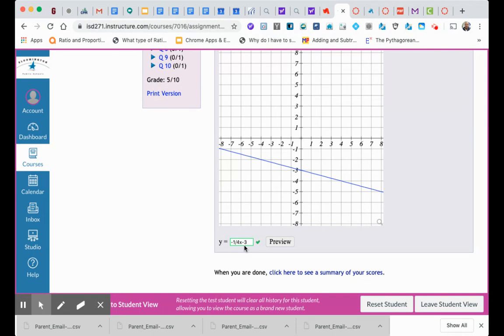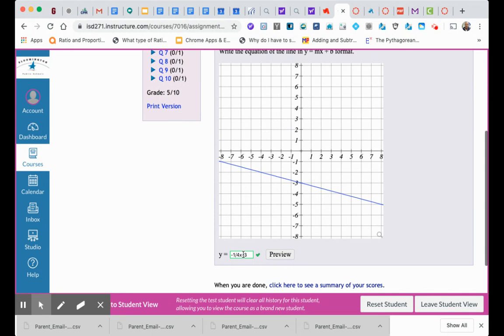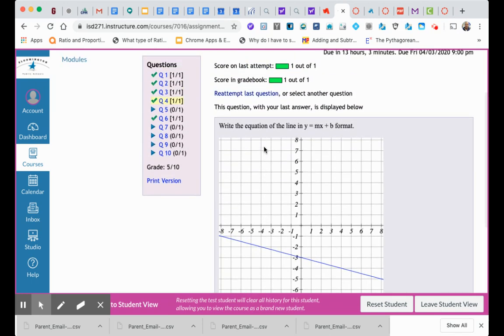And if it turns green, you did it correctly. If it's not green, you made a mistake. A lot of times people are forgetting the x, or they have the wrong sign on the slope. So those are kind of the things that you need to look for. Then after you get done with that one, you're going to go to a next problem.